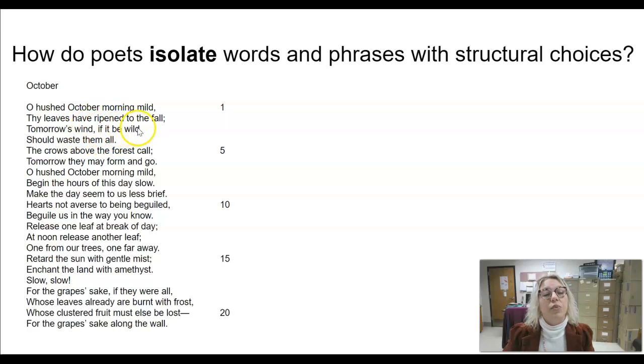So we have "if it be wild" isolated in a way between two commas. Maybe there's something you can make of that. Sometimes there is, sometimes there isn't. Down here in lines, what is this? Is this 17 or 18? "If they were all," we have the commas that isolate this line.